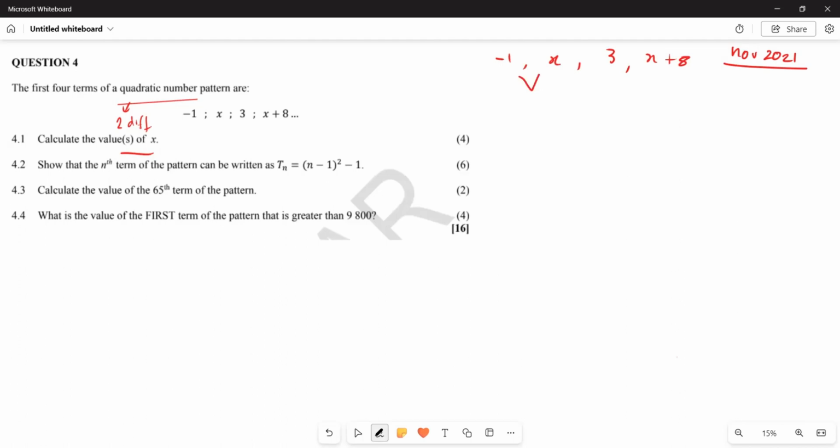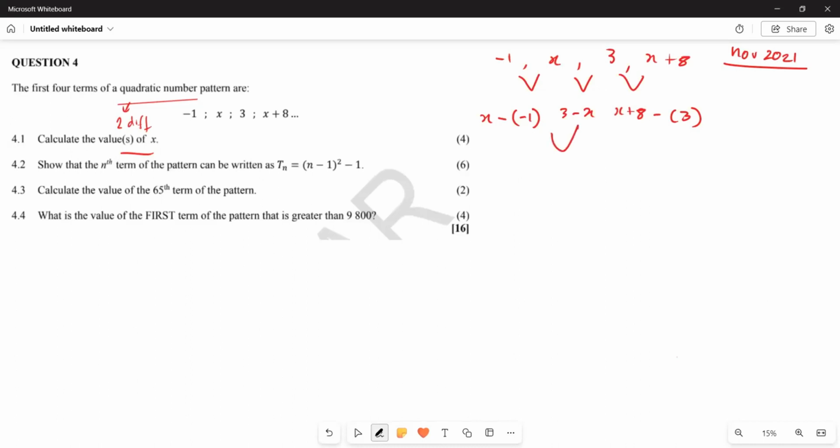Let's see. To do this particular one, we are going to start by firstly finding our first difference. The first difference is x subtract -1. The second one is 3 subtract x. And the last one is x plus 8 subtract 3. So basically that is going to be the first differences.